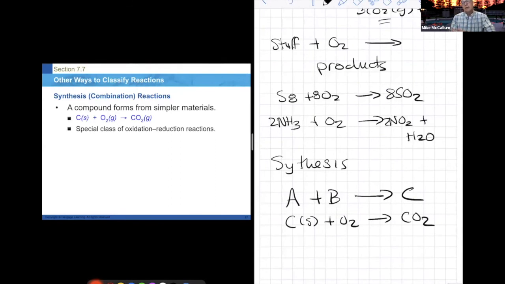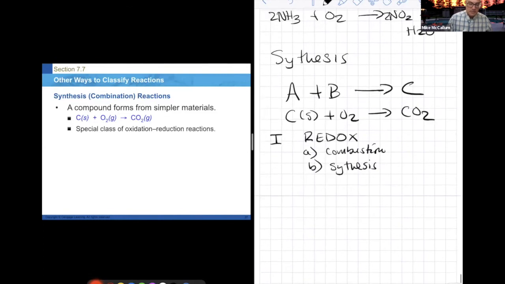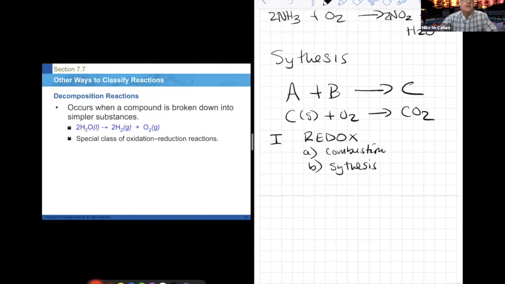That's really a combustion, but it could also be called a synthesis. So I know what you're thinking. How would I classify this reaction? I would say this reaction is first a redox reaction. That's a more general classification. It's also a combustion. It's also a synthesis, right? I would say in the real world, chemists are a little bit more particular about what they consider to be a synthesis, but this is the technical definition of a synthesis.